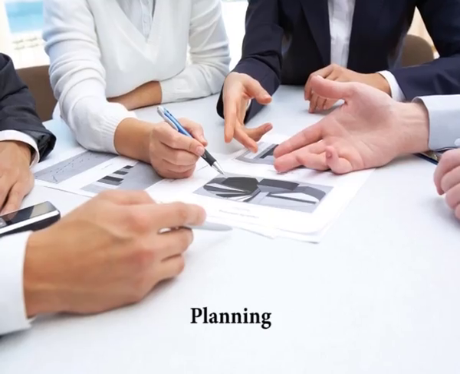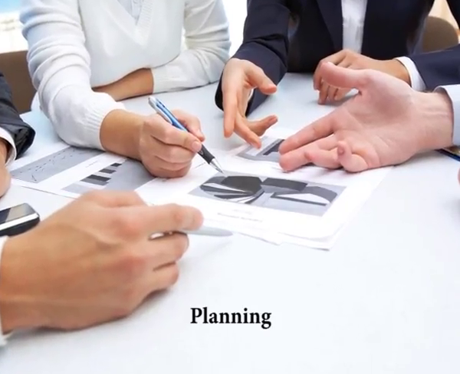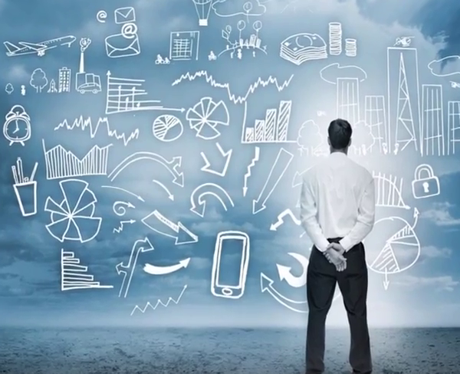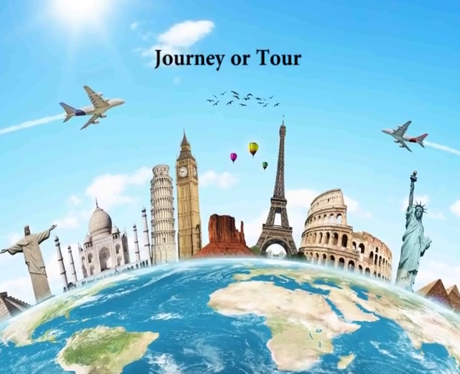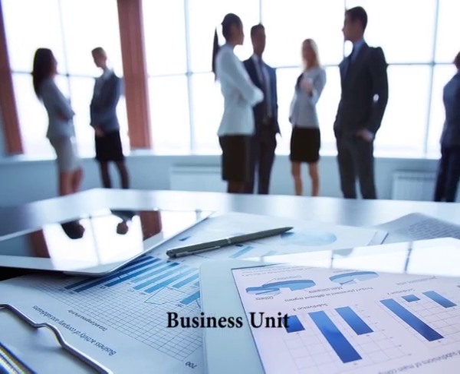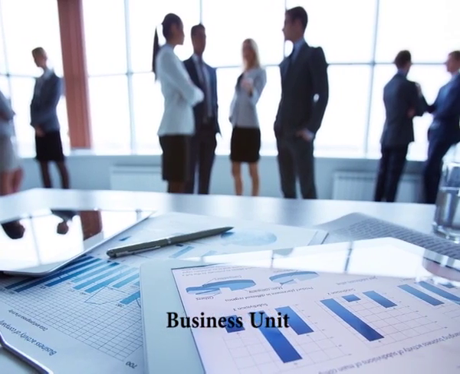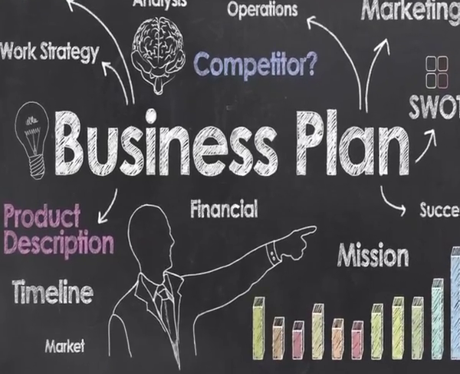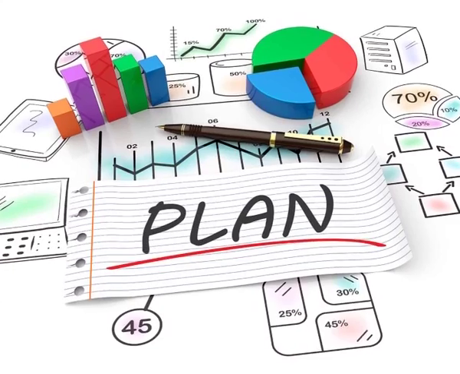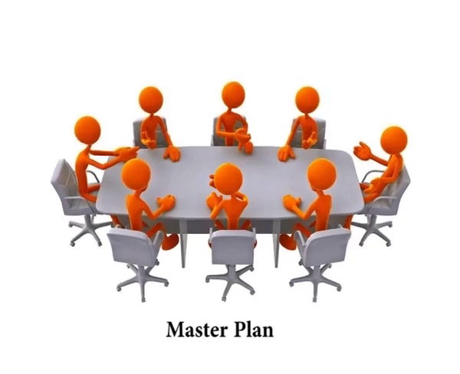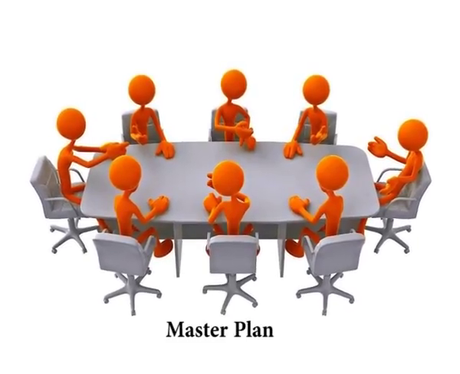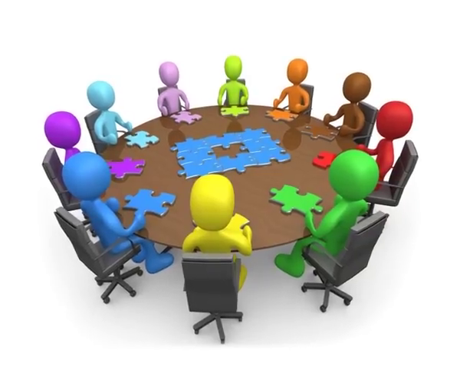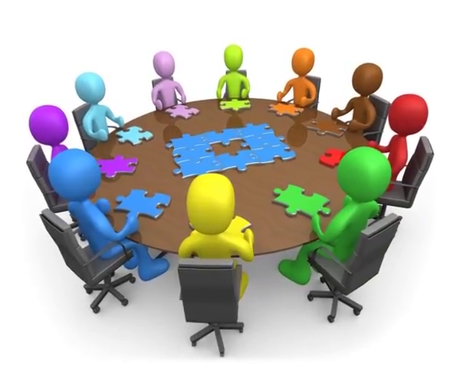Planning. A plan is a determined course of action for achieving a specific objective. An individual may prepare a plan for his journey or tour or for a family function. Similarly, a business unit may prepare a plan to achieve a particular objective. It is called a business plan, which includes production plan, sales plan, and so on. A business unit prepares a master plan for the whole unit. Such a master plan is again divided into departmental plans for actual execution.